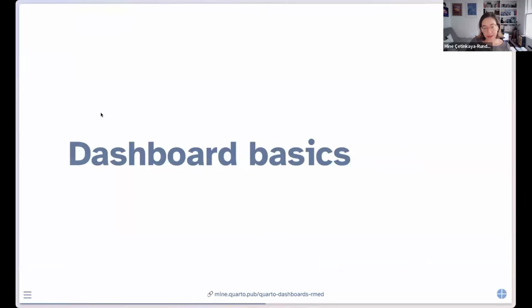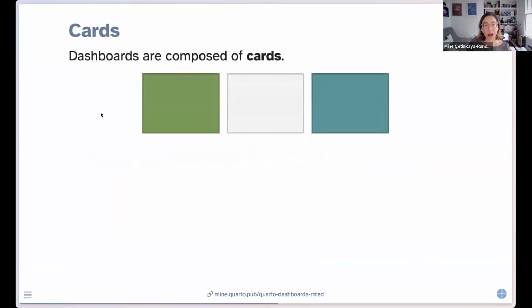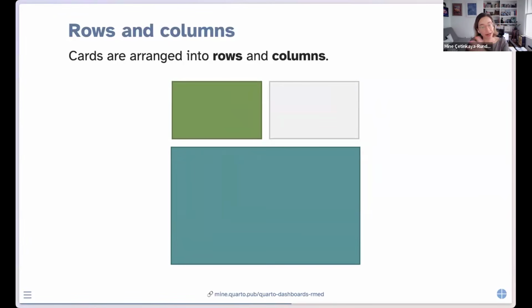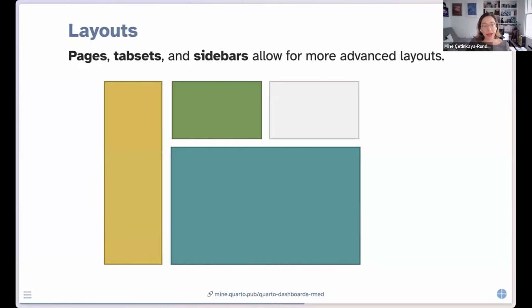Now, let's start with some dashboard basics to cover. Cards are the main building blocks of Quarto dashboards, and we can organize the cards in a variety of ways, in rows and in columns. And layouts allow us to add pages, as we've seen, tab sets, and also a sidebar as well. In the one that we're going to build today, we don't have a sidebar, but we've seen a few in the examples earlier with sidebars too.